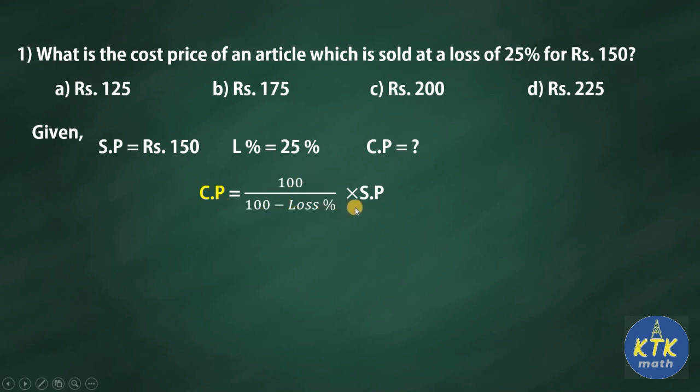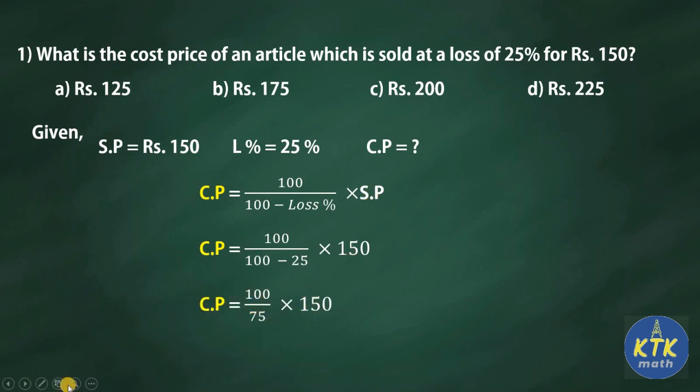I told you the shortcut method to remember the formula. When CP is asked, the term will come to the denominator, and when it is loss, we need to subtract. Okay, now we got the formula, we got the values. Substitute, you can get the answer directly. So 100 minus 25, 125 into 150. So what will we get now? 100 by 75 into 150.